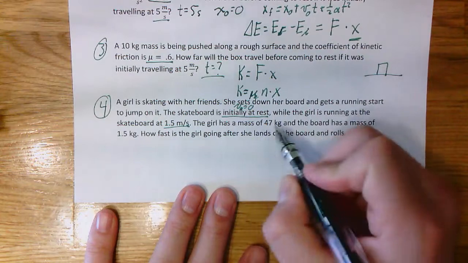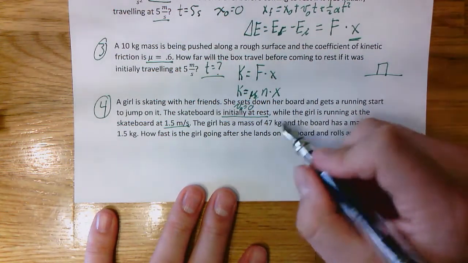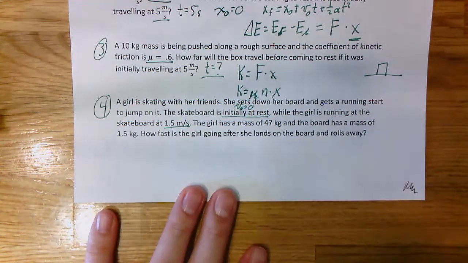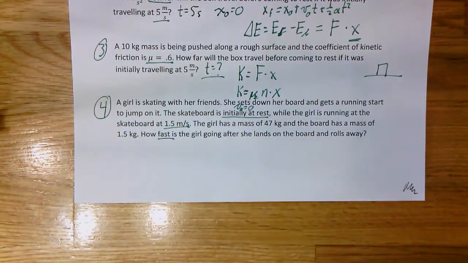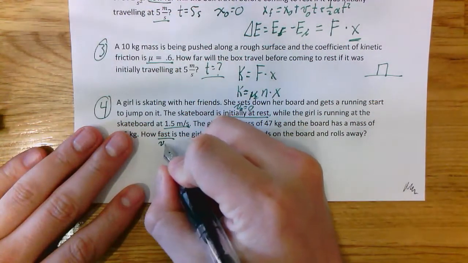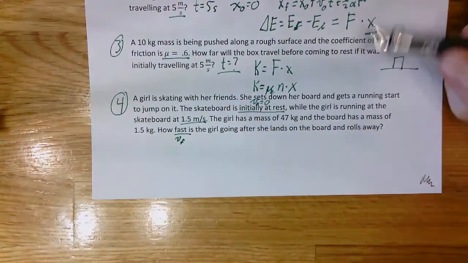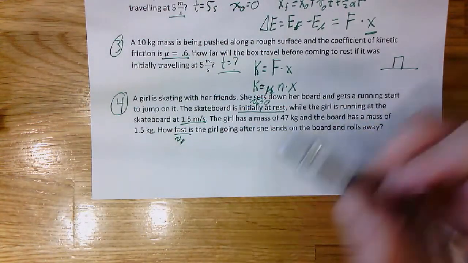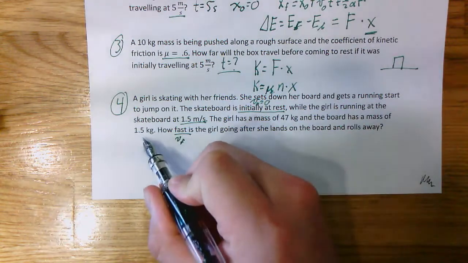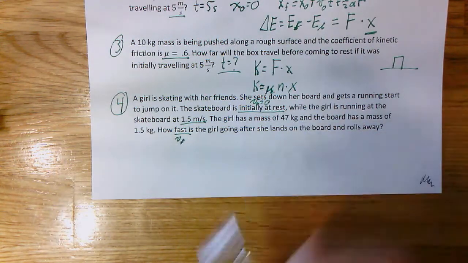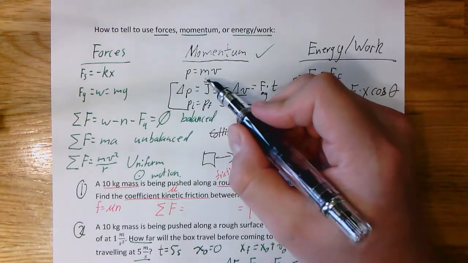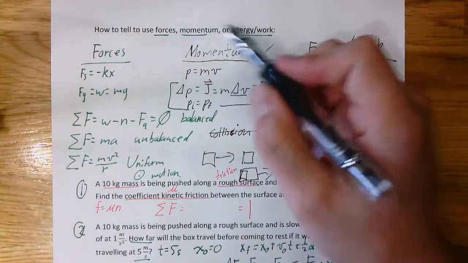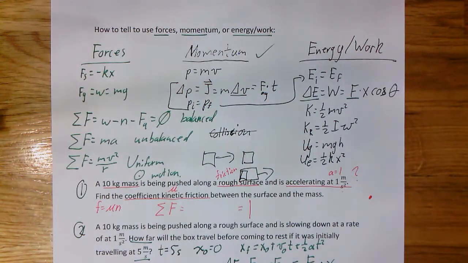So a girl has a mass of 47 kilograms. The board has a mass of 1.5 kilograms. How fast is the girl going after she lands on the skateboard? So we're looking for the final. Okay. This is momentum because they're telling us velocity, mass, velocity, mass, velocity, right? Mass, velocity, mass, velocity. The equation for momentum is mass times velocity. They're telling us to use our momentum here.